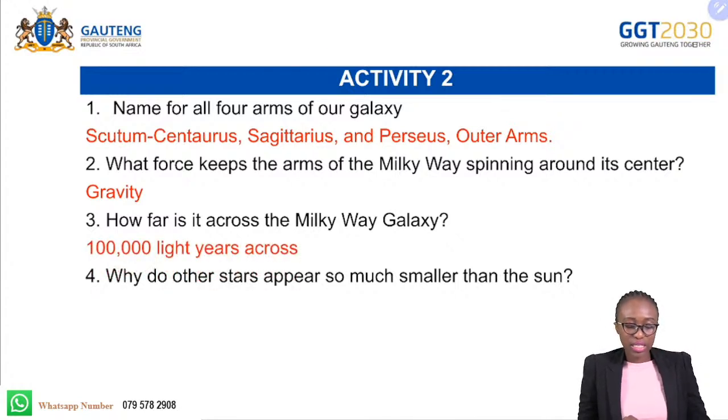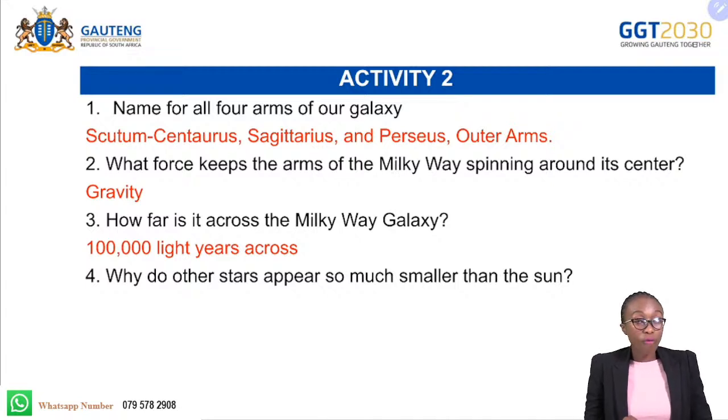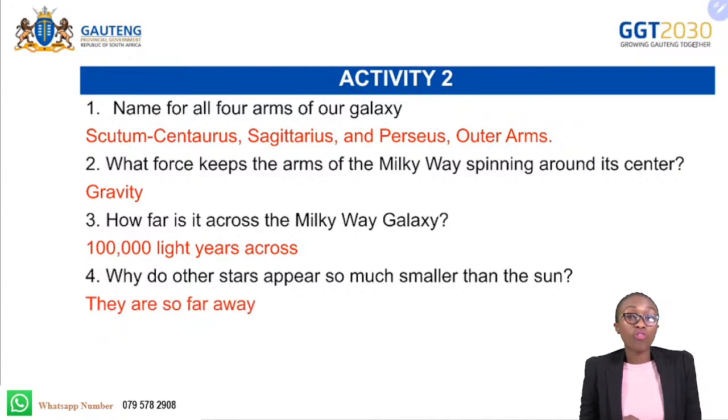How far is it? It is 100,000 light years across. And then question four, why do other stars appear so much smaller than the sun? They do so because they are so far away.